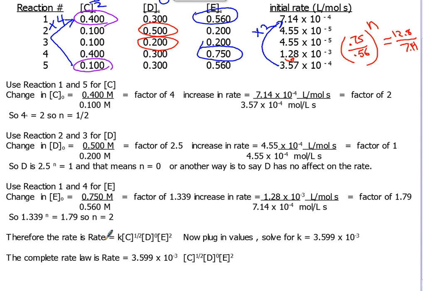How would we find K for this reaction? Same way as before. Pick any trial and plug it in. So the rate is equal to [C] to the 1/2, [D] to the 0, [E] squared. Plug them in, you get a K value. And then you could test it just to make sure you did it right.